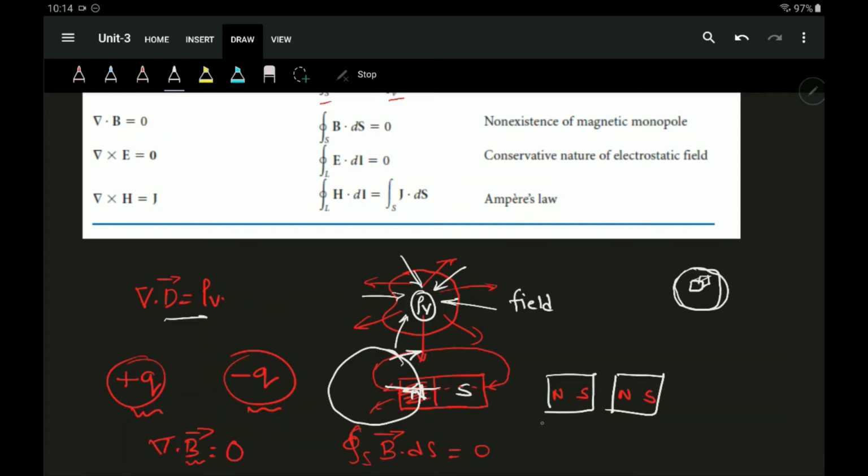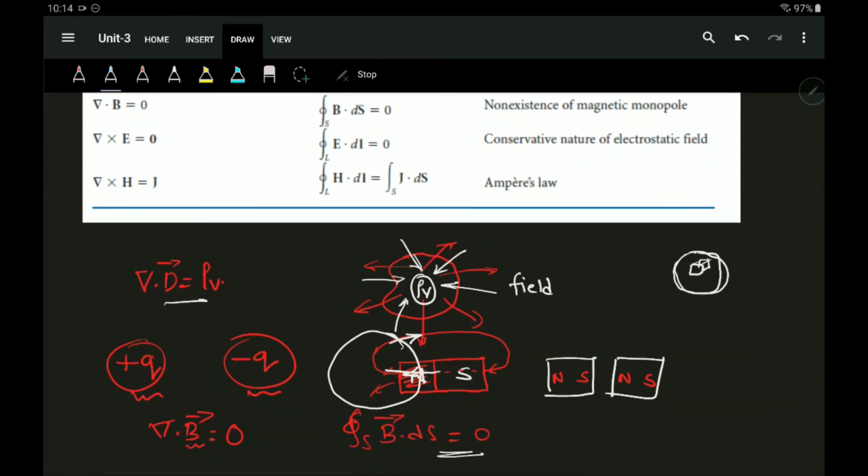So whatever exits is getting entered, so both things get cancelled off, and hence it is 0. That's what our second equation states. And the third equation is del cross E, or the curl of electric field intensity, is 0. So it is the conservative nature of the electrostatic field.